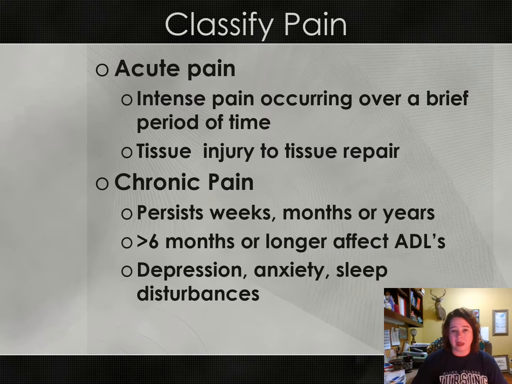So when we think about pain, we classify pain into one of two things. We say someone's having an acute episode of pain, or maybe it's a chronic episode of pain. The acute episode of pain can be very intense, it happens, and then once the tissue repairs itself, it's over with. Versus chronic pain that just happens over and over again, and it's persistent. Usually we say that if it has happened for more than 6 months or it's starting to affect their activities of daily living, this patient would be considered to have chronic pain.